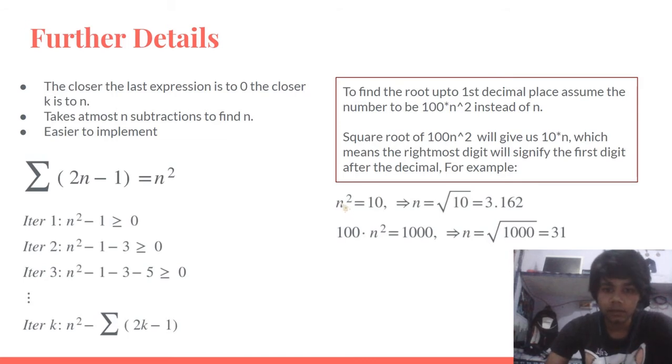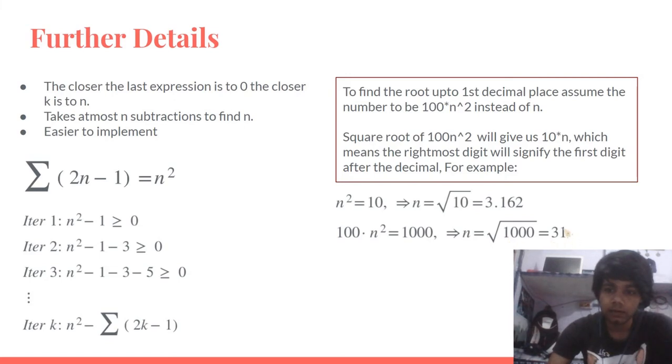As you can see in this example, n square equals 10, and you have to find the approximation correct up to the first decimal place. So you multiply n square by 100, and then the square root is 10 into n. The correct square root is 3.162, but we won't be getting 0.162 if we just enter 10. So we enter 1000 instead of 10 and get 31.